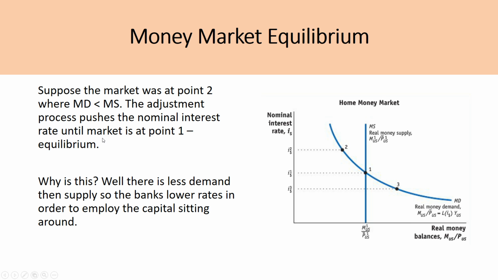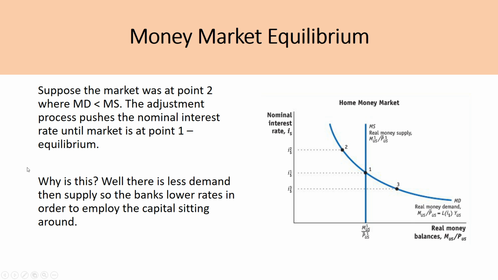What happens here? Well, the adjustment process pushes the nominal interest rate until the market is at point 1. So the nominal interest rate will fall until it equalizes at point 1. And as the nominal interest rate falls, money demand increases. Remember, it's an inverse relationship between the two. And this adjustment process occurs in the short term. That's why the nominal interest rate will vary. It will go up and down depending on where money demand is relative to money supply. In the long term, once again, the interest rate will be the same. But what will happen is the price level P will shift. It will either increase or decrease in order to make sure that real money supply equals real money demand.